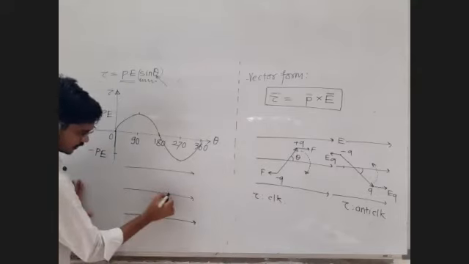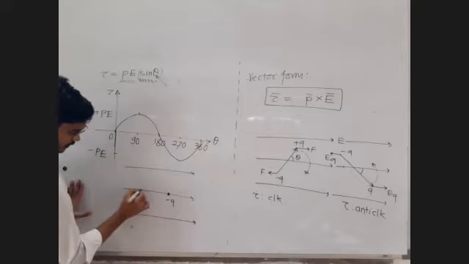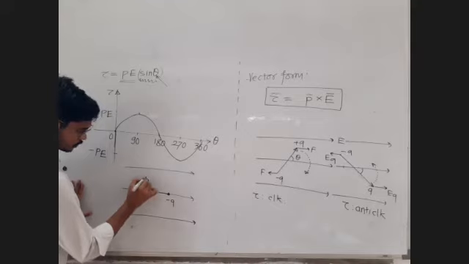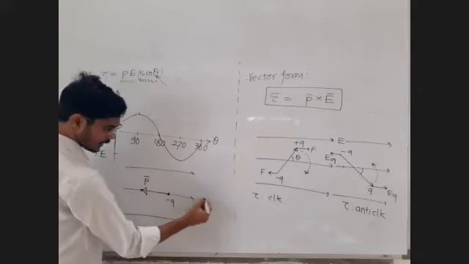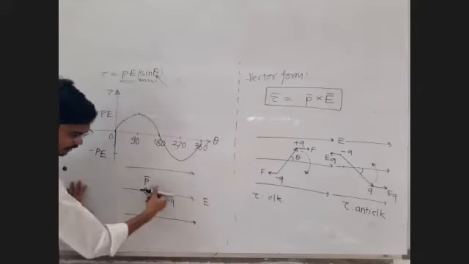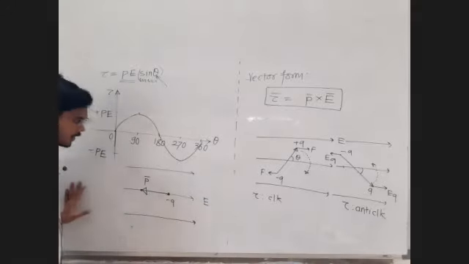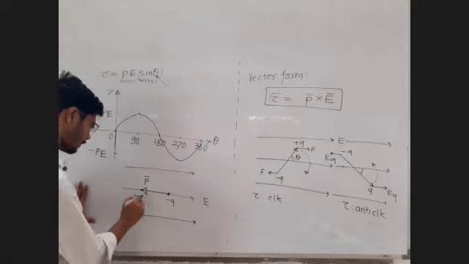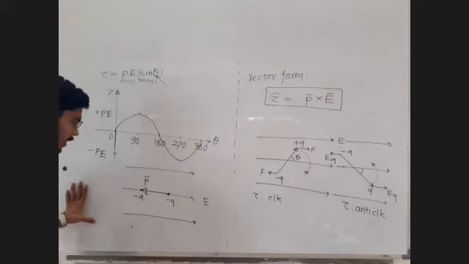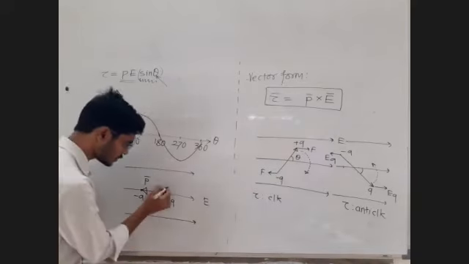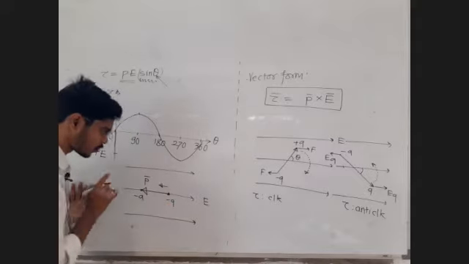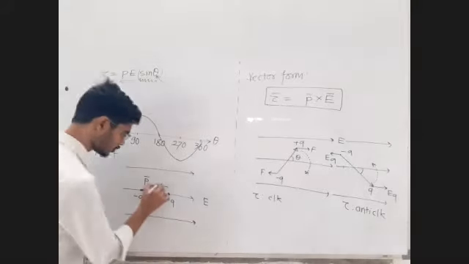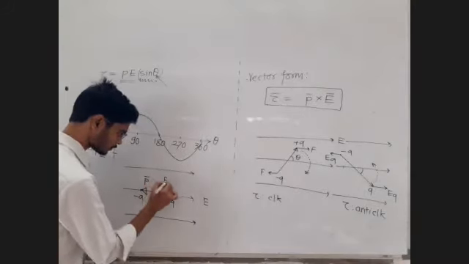Let's say this is our negative charge and this is our positive charge. This is our dipole moment P bar. The dipole moment is leftward, the electric field is rightward, and the angle between them is 180. Now you can observe that the negative charge will experience a force leftward, because a negative charge experiences force opposite to the electric field.